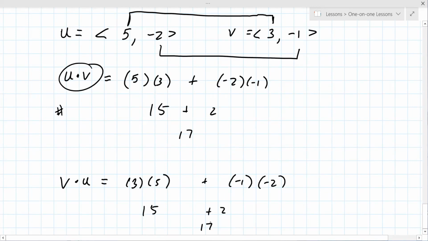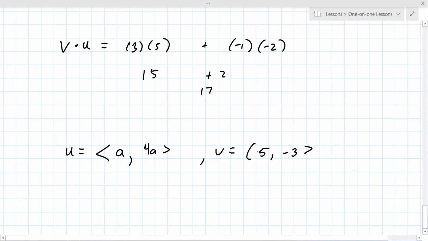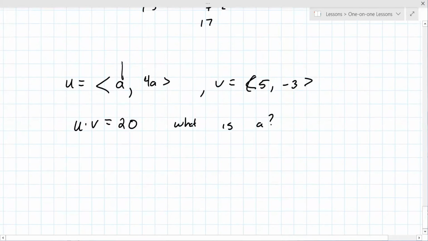Okay. Now, sometimes they do this. Sometimes they say u is a comma 4a, and v is 5 comma -3. And they say if u dot v equals 20, what is a? Like, they ask you to go backwards. But it's still the same idea. You're finding the dot product.